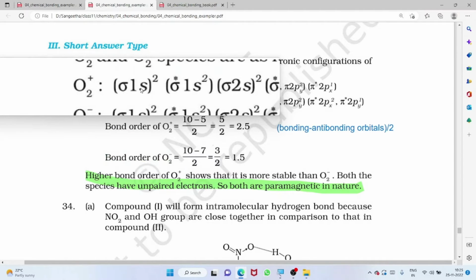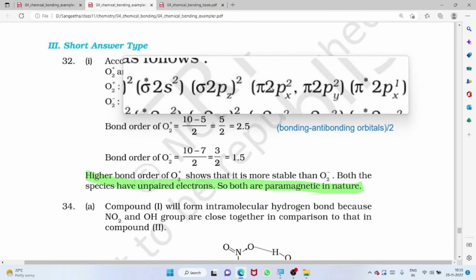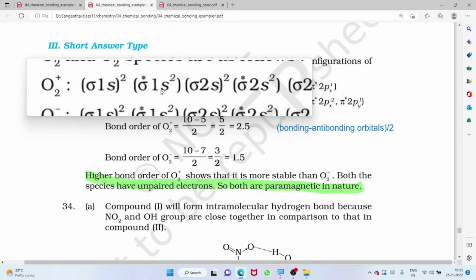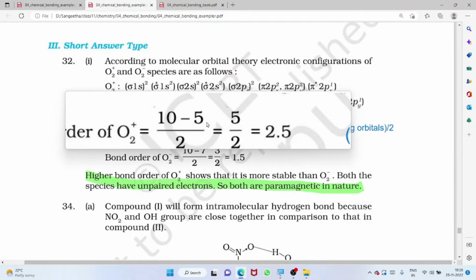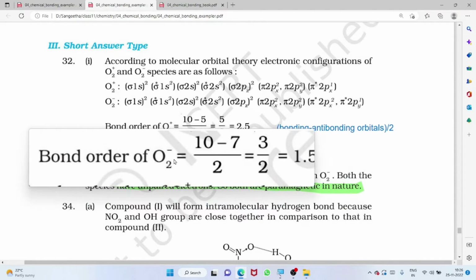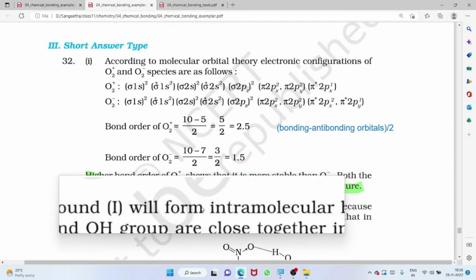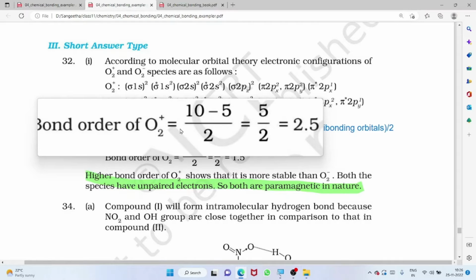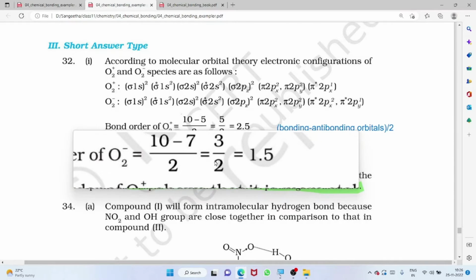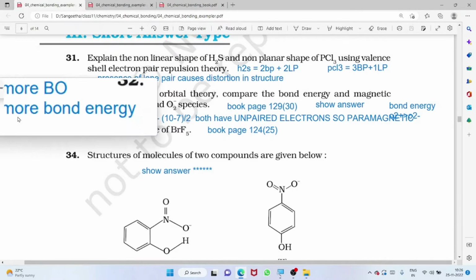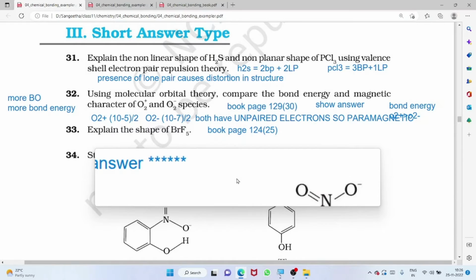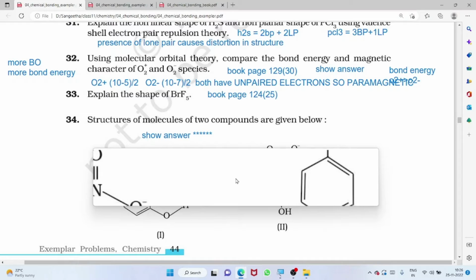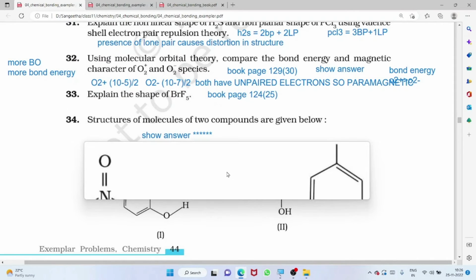For O2 plus, bonding electrons: 2 plus 2 is 4, plus 2 is 6, 8, 10. So 10 bonding electrons. Anti-bonding electrons: 2 plus 2 is 4, then 5, so 5. The bond order is 10 minus 5, divided by 2, which is 2.5. In the same way for the O2 minus ion, it is 1.5. So it is 2.5 and 1.5. Bond energy will be more for O2 plus and less for O2 minus. Both have unpaired electrons, so they are paramagnetic. The main thing is you have to remember the molecular orbital diagram of the nitrogen series and the oxygen series. Oxygen and fluorine are on one side; nitrogen, carbon, and boron are on the other side.